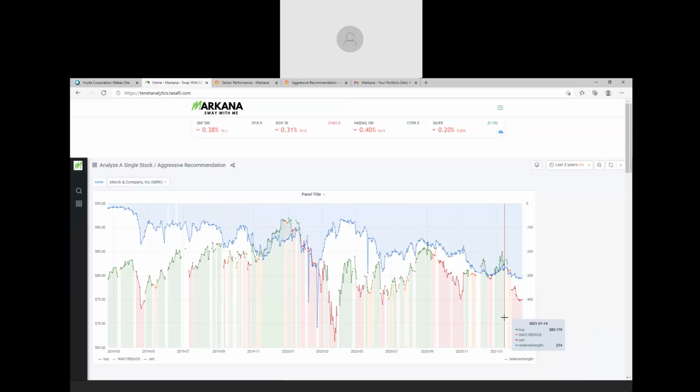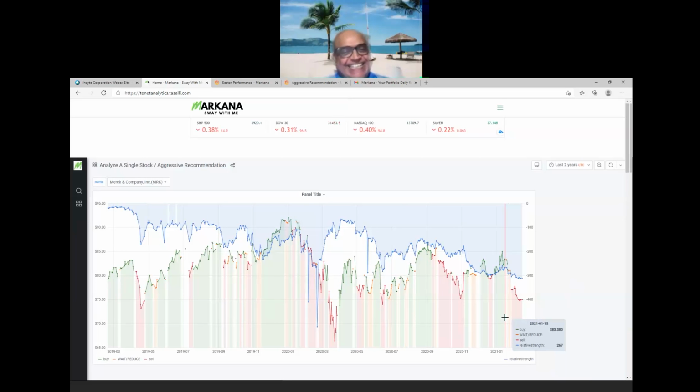Yeah. So this is our Merck chart. It's still not showing any signs of turning around. Right. It's still showing sell, right? Sell. Yeah. Which means, if you don't own it in your portfolio, you are better off just holding off.